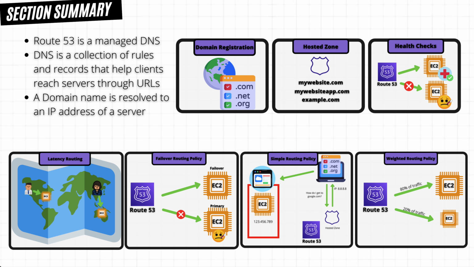We also have Latency Routing Policy, where Route 53 will direct you based on the lowest latency route to resources. And finally, we have the Failover Routing Policy, where we have more than one IP address associated to a domain name, and Route 53 will use health checks to verify that the primary instance is healthy, and if it's not, it will fail over to the secondary instance.